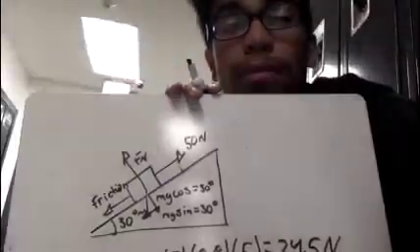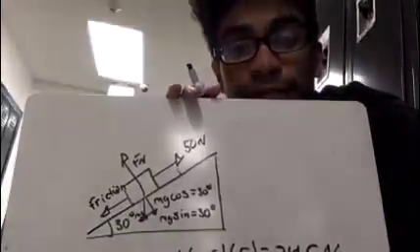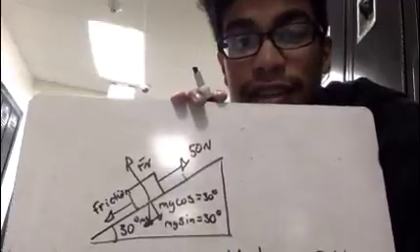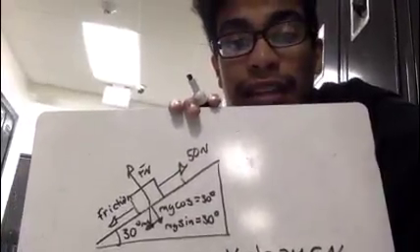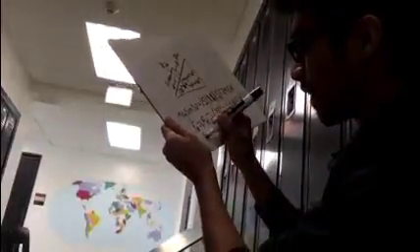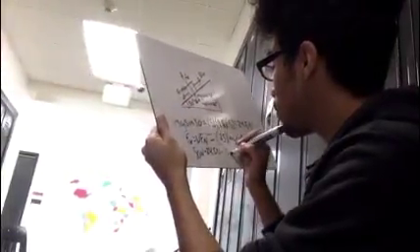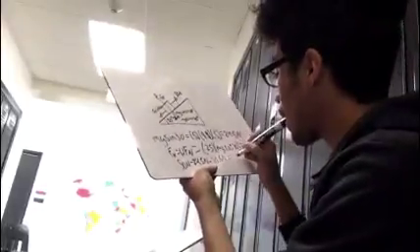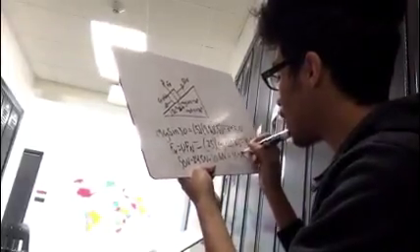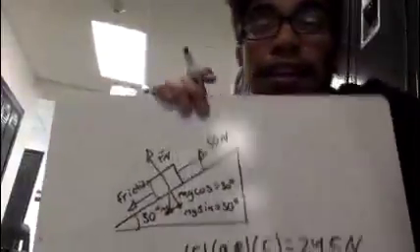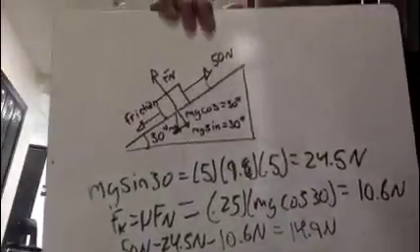The normal force and the component of gravitational force that is perpendicular to the incline cancel exactly. Thus, the net force acting on the block is 50 newtons minus 24.5 newtons minus 10.6 newtons, which equals 14.9 newtons, directed up the incline.